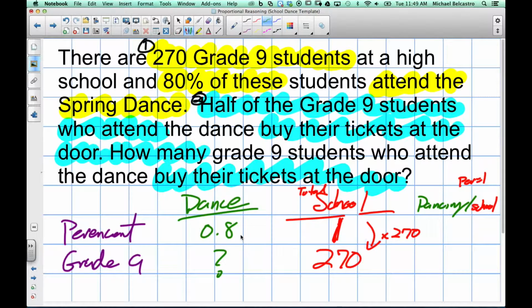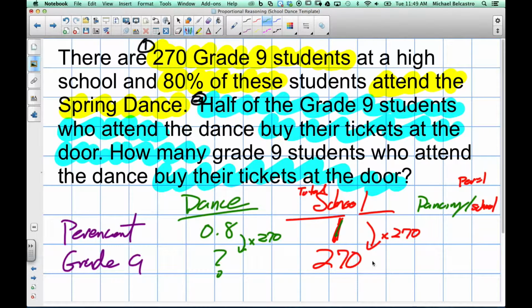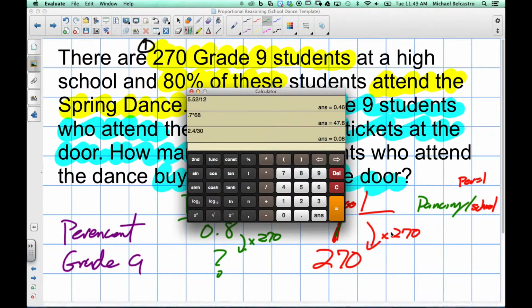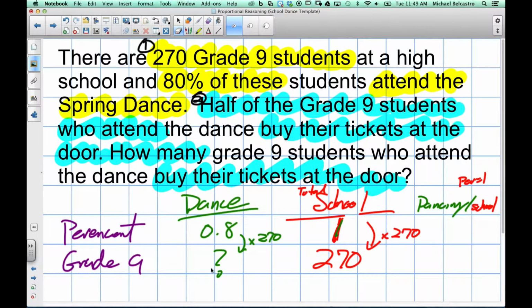Okay, with that same concept, multiply by 270, we multiply 0.8 by 270. We'll take out our calculator, and I knew that 1 times 270 would give me 270. If you're unsure, you could always take 270 and divide 1 by it. So we take our 0.8 and multiply by 270. And 216 is our value, which is great. Turns out there are 216 kids at this dance who are in grade 9.